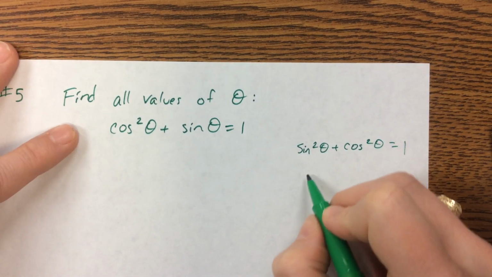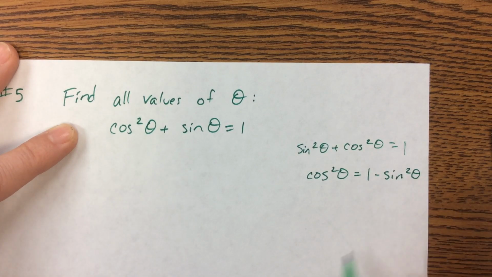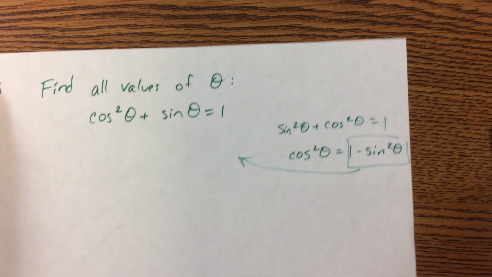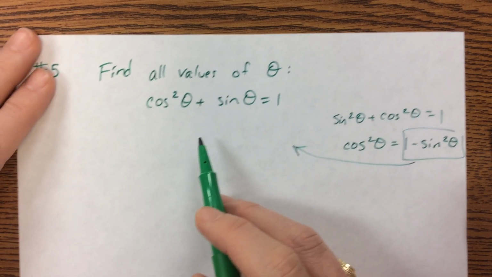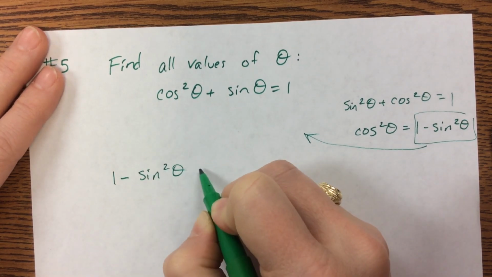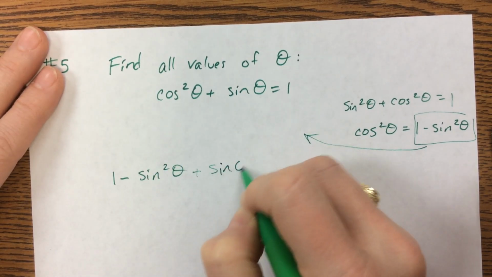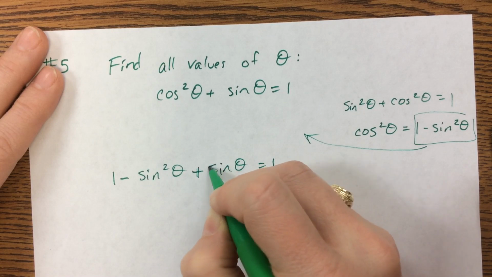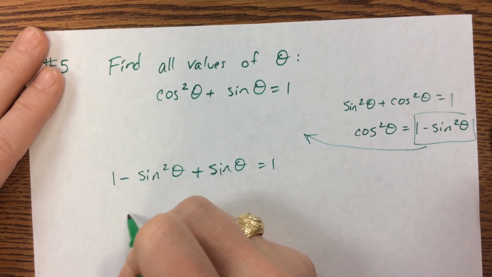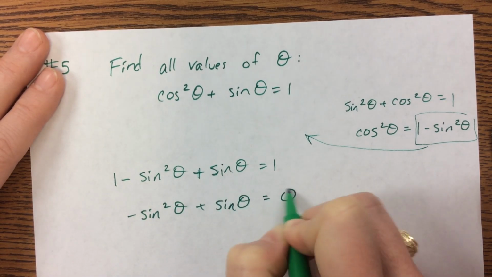So what I will say here is that cosine squared theta is equal to 1 minus sine squared theta. And so I can substitute this into that equation so that everything is in terms of just sine. So I have 1 minus sine squared theta, that came from the cosine squared, plus sine theta equals 1. Notice my 1's cancel out. I have a negative sine squared theta plus sine of theta equals 0.